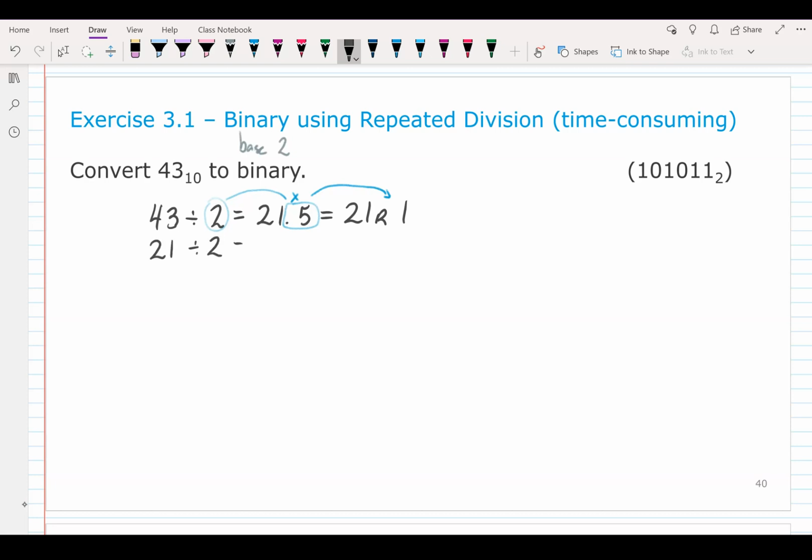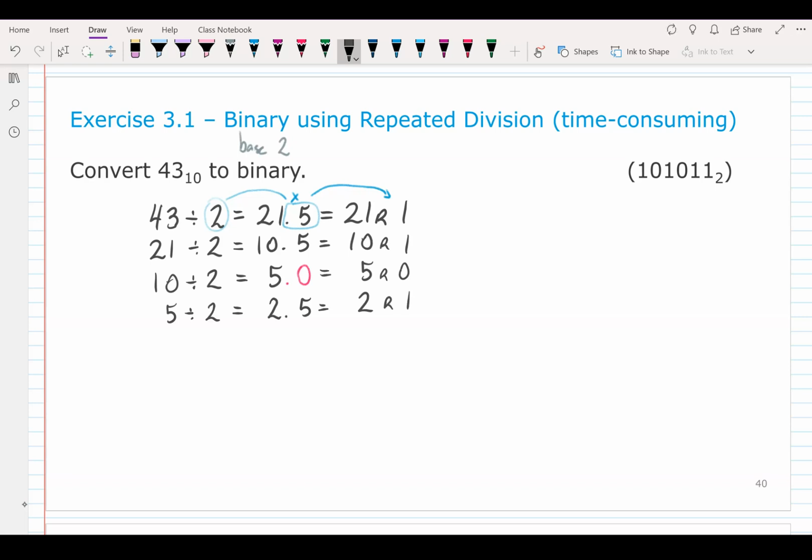21 divided by 2. I can already see it's going to be a remainder. 21 divided by 2 is 10.5, which is 10 with a remainder. 10 divided by 2 gives you 5. There is no remainder here, so you kind of have to add it yourself in order to keep track of it. So we'll say 5, remainder 0. Then we go 5 divided by 2. That's 2.5, which must be 2, remainder 1. Then we have 2 divided by 2, which is 1. And again, we don't have a remainder, so it's remainder 0.